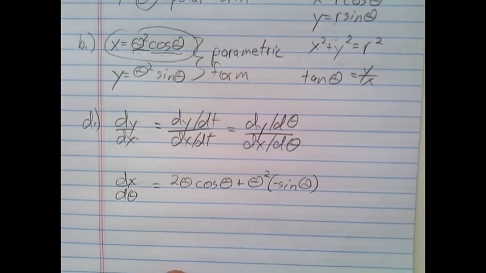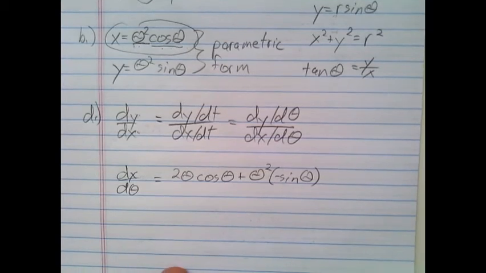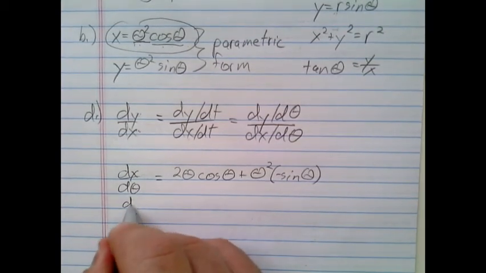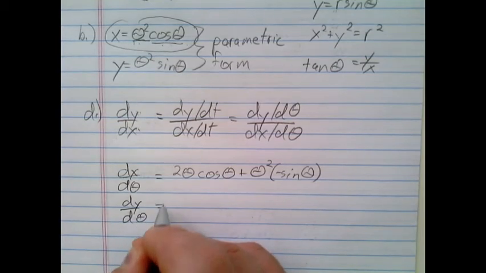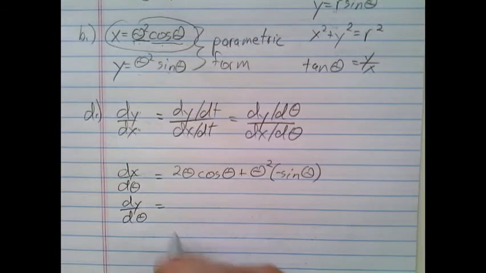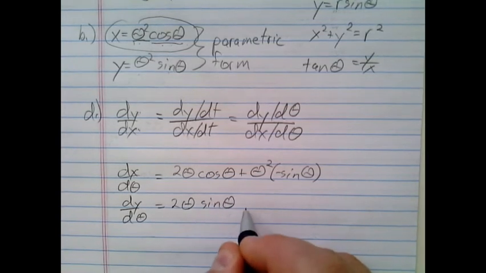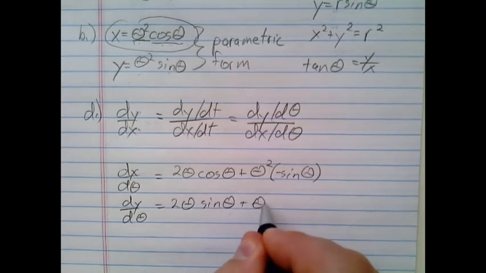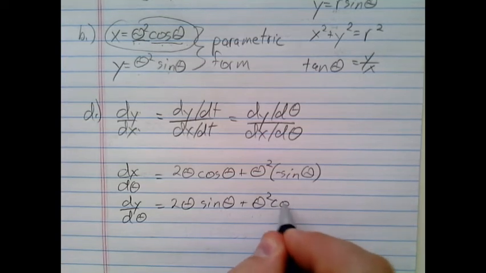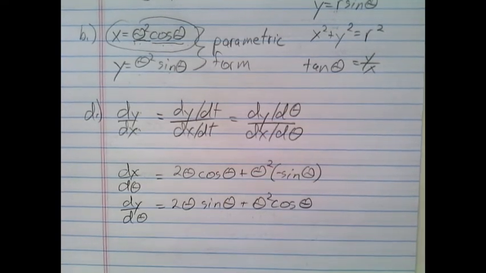And I'm going to have to do something similar to get my dy d theta. My dy d theta would be, again, applying my product rule. It would be 2 theta sine theta plus theta squared cosine theta.